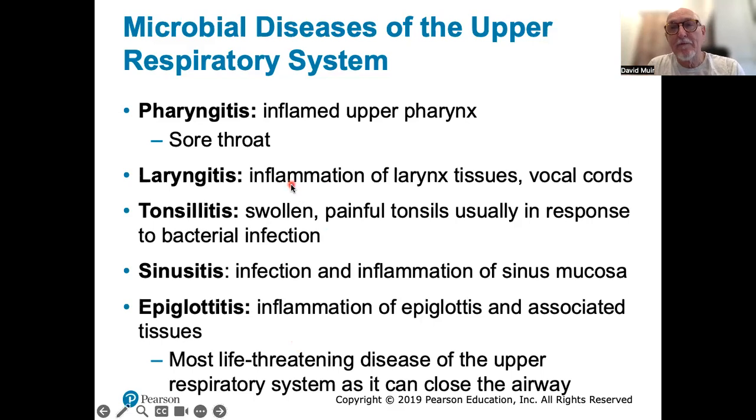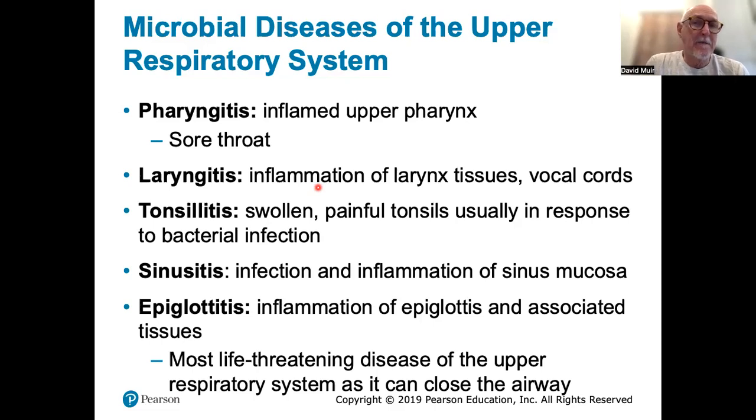Laryngitis may also be familiar to you. I'm just having a little bit of a moment. It's very, very common when you have a cold. It's inflammation of the larynx tissues, of the vocal cords. And again, it's usually just a bit of a nuisance and self-limiting.